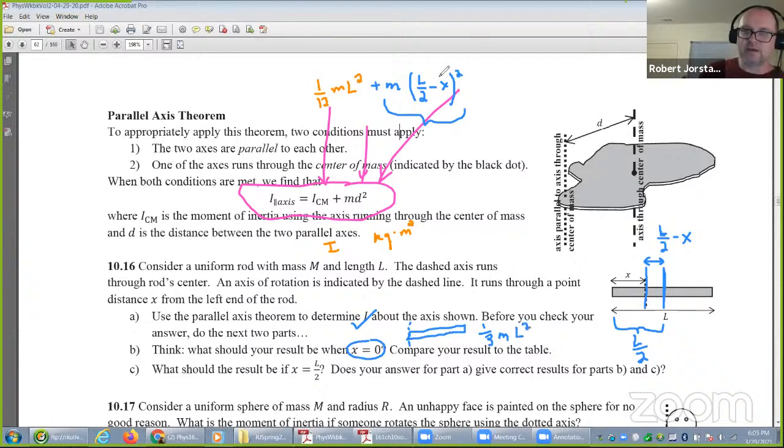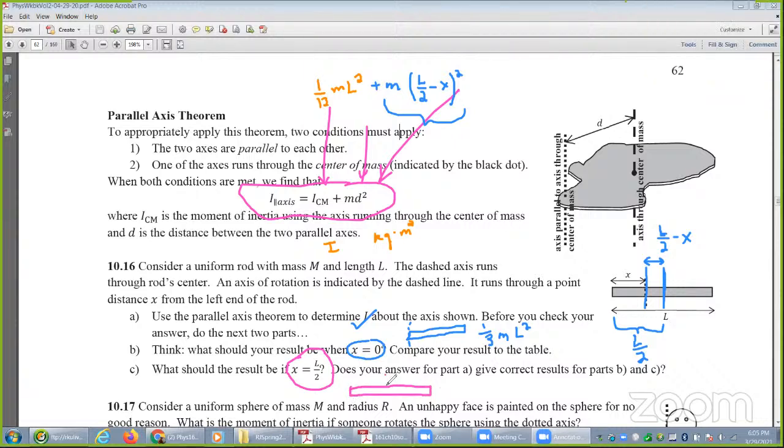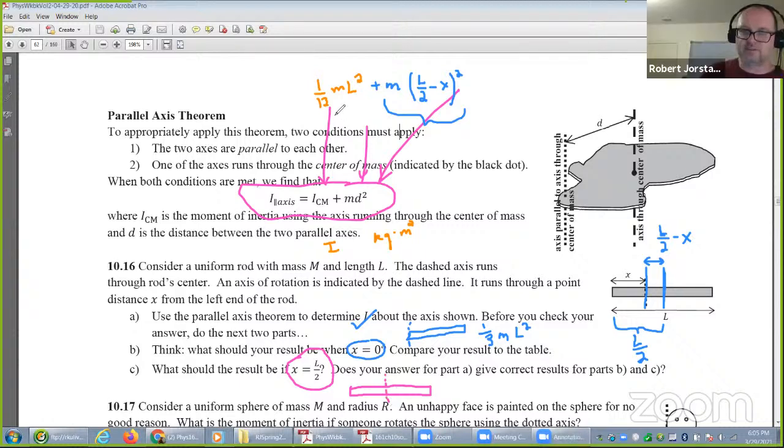You might not see it right away, but if X goes to 0, you get L squared over 4, 1/4 plus 1/12 equals 1/3. So that works out. What if X equals L over 2? What should you get? Where's the axis located then? Right on top of the center of mass. Yep. And so then we should get back just the 1/12. Well, if X equals L over 2, this term drops out. We get back 1/12. So this works. It actually gets the exact result for anywhere on the rod. And that's a lot faster way than trying to do calculus problems over and over and over again. This is a good deal for us.